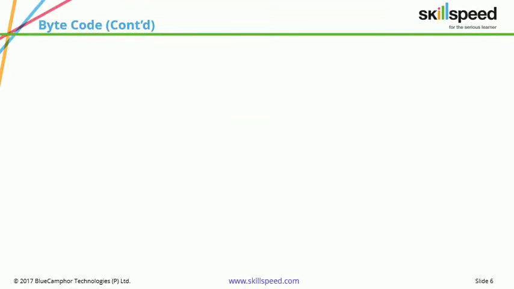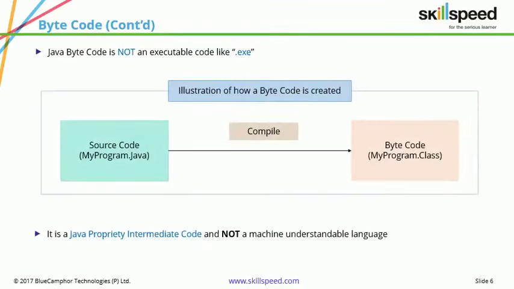Having spoken about the compiler and interpreter, now let us look at the concept of bytecode. So what is a bytecode? Bytecode is not an executable code or any exe file that we always look at. Bytecode is a Java proprietary intermediate code, and it is not a machine understandable language directly. Once you compile any program, it gets converted into machine understandable binary code, but bytecode is not that code which the machine can understand directly.